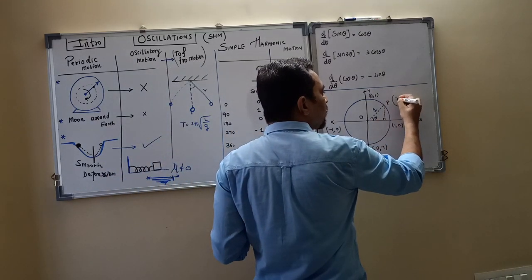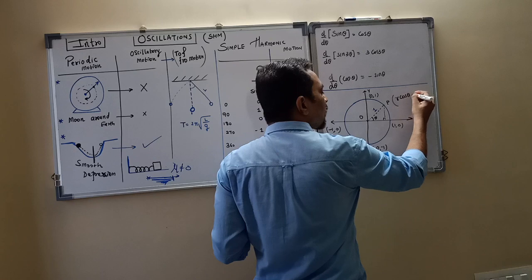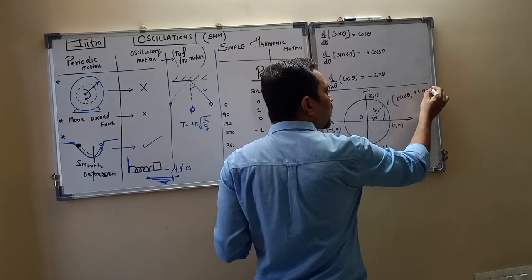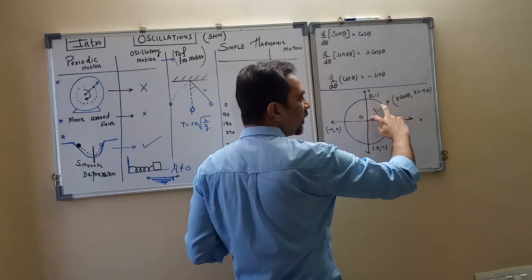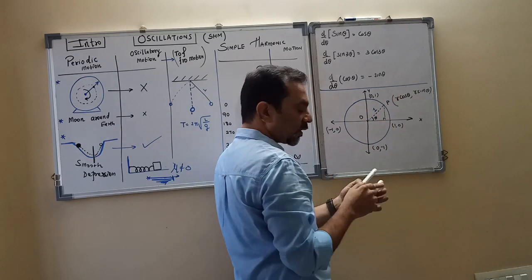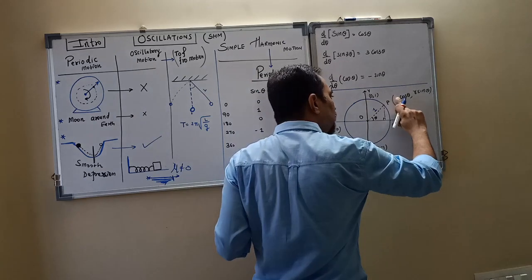r cos theta, comma, r sin theta. I hope you understand. The x coordinate is r cos theta, r meaning radius. What is the radius here? 1. What is the radius here? 1. So can I replace this r by 1?